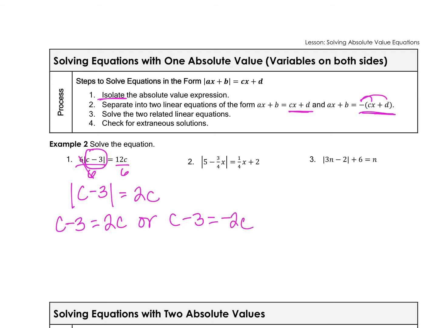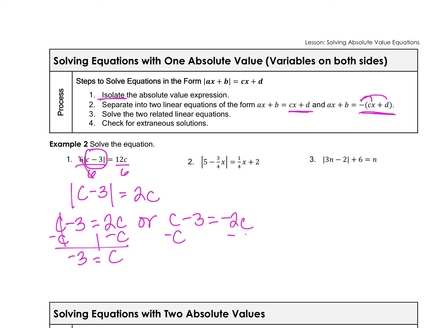So I'm going to solve for c. Notice here we have two c's. I'm going to subtract c. It doesn't really matter what side you move your c to. Negative 3 equals c. So there's one solution. And then the other one, I'm going to subtract c. I put add.